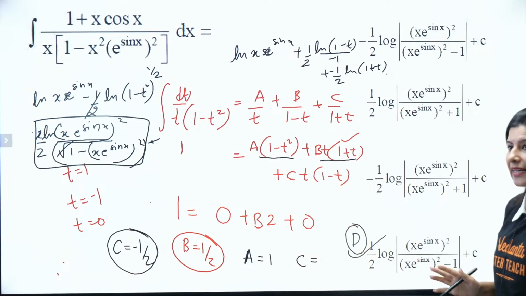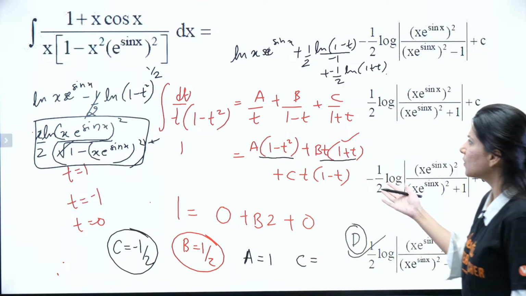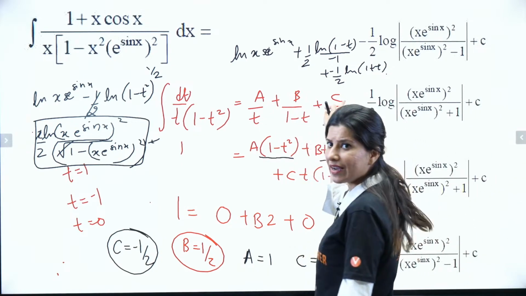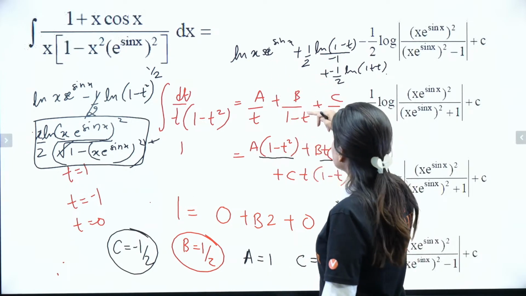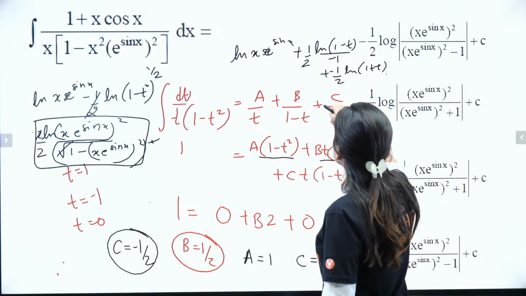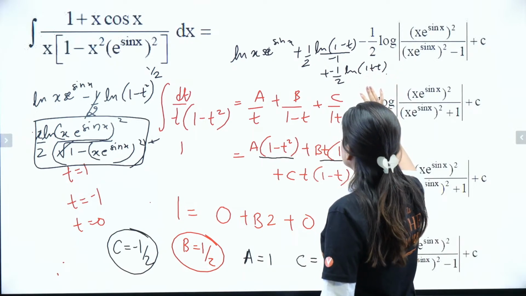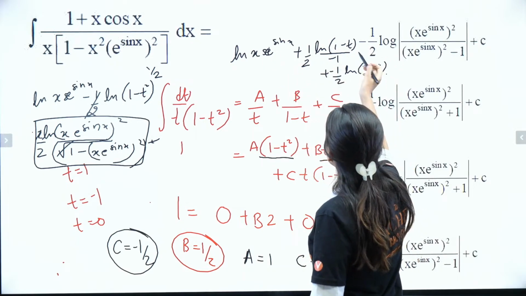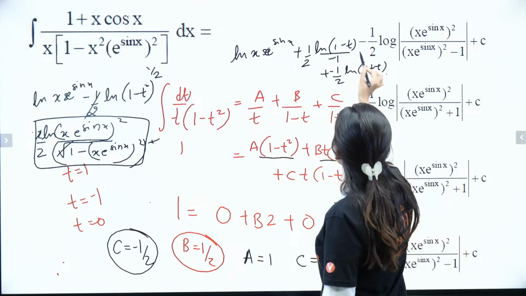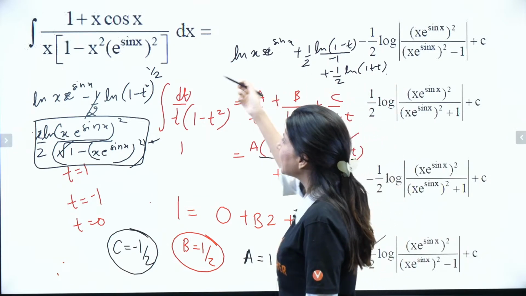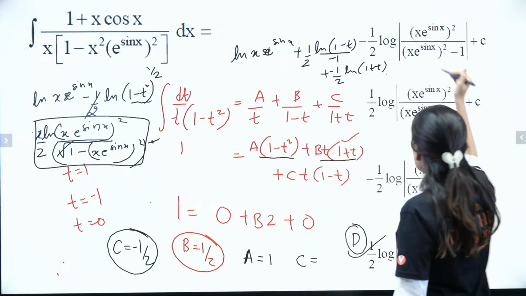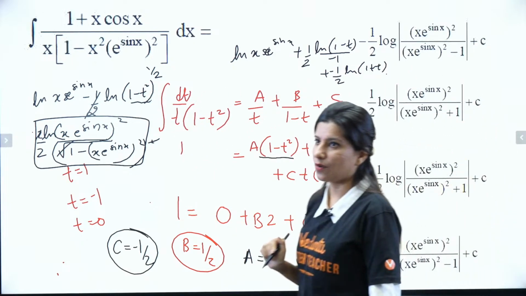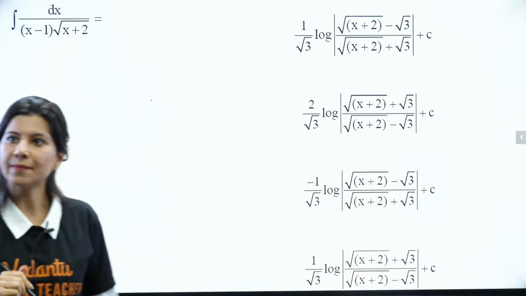Okay, shall I explain this to you one more time? So that was very basic. The moment you get the A, B, C values, you just have to integrate. So log of t we know. This is log of 1 minus t upon minus half. This is log of 1 plus t. Now you just have to club them together. So minus half, 1 minus t and 1 plus t will be 1 minus t square, right? And we just have to rearrange it and match it with option D. All right, so D is absolutely right.